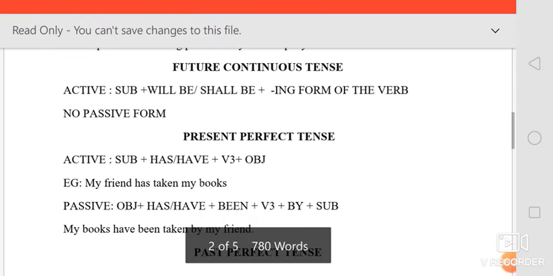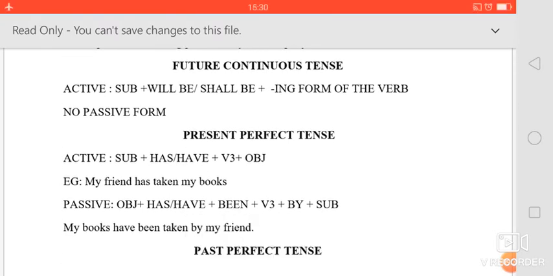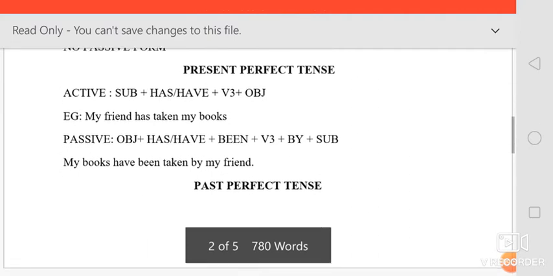Now let's go and see the next one, future continuous tense. What is the active form of future continuous tense? The active form of future continuous tense is subject plus will be or shall be, then the ing form of the verb. See, already it is there in the passive form, so we need not study the future continuous tense. Okay, there is no passive form for future continuous tense.